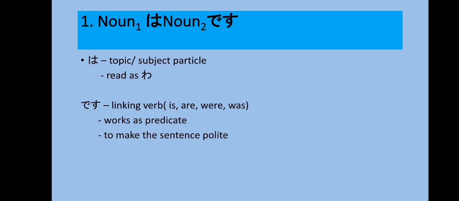So noun 1 wa, noun 2 desu. In this basic sentence pattern, noun 2 describes noun 1. So for example, whenever you see "Ray", take note that it is an example in Japanese. I am a Filipino. Our noun 1 here is "I", which is watashi in Japanese, and our noun 2 is "Filipino", which is Philippine-jin in Japanese. So we start the sentence with watashi, noun 1 wa, and then noun 2 desu. Watashi wa Philippine-jin desu. So Philippine-jin describes watashi, which is your noun 1.